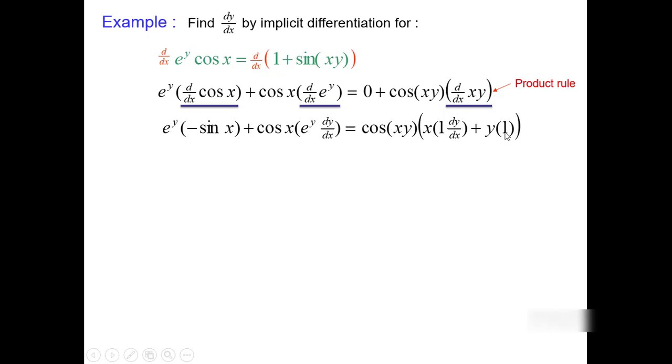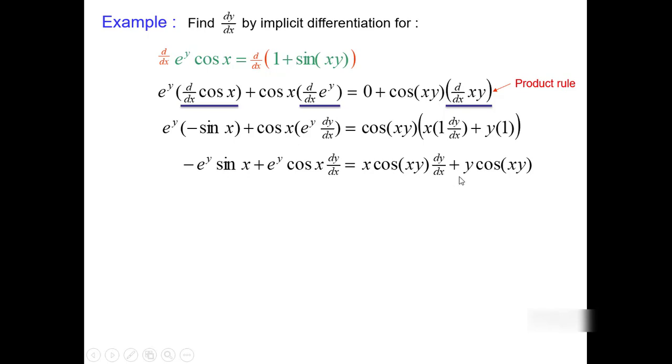We now just simplify by using a little bit of algebra here. We're going to distribute the negative out in front here. Here we get e to the y cosine x dy/dx, so we just got rid of the parentheses. And over on the right side, we're going to distribute the cosine xy to each of these terms, therefore giving me this quantity on the right.